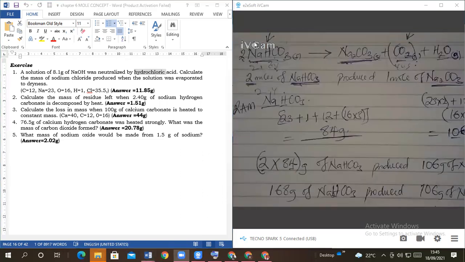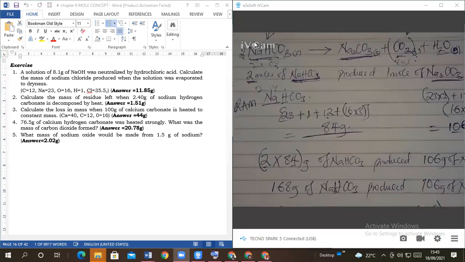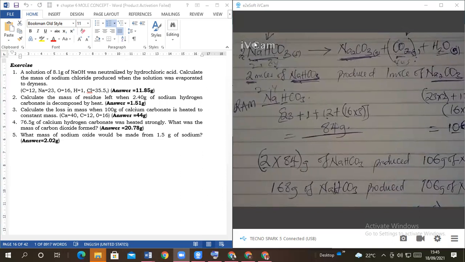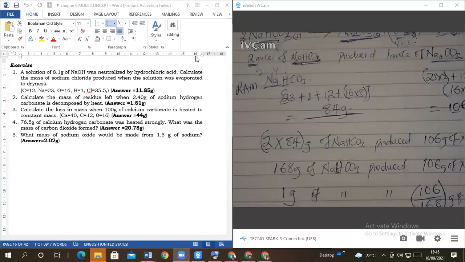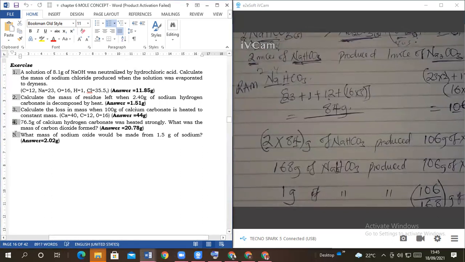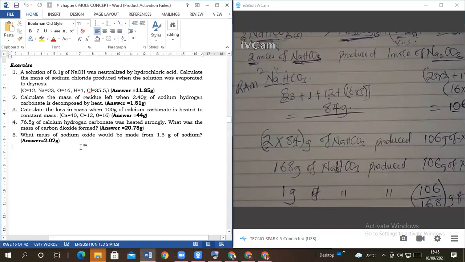Hope I was sound and clear and not so fast. Yes. You can now calculate the rest of the numbers down. Okay, so that is your exercise. You have 1, you have 3, you have 4 and 5. As you do those numbers, try to read and know what they want.